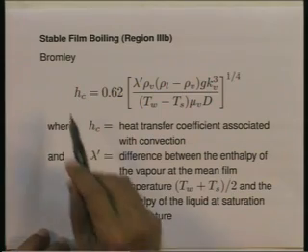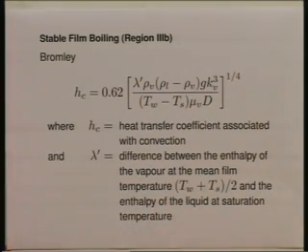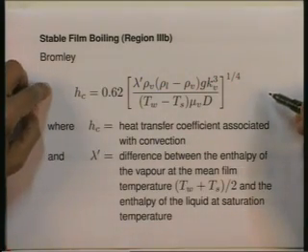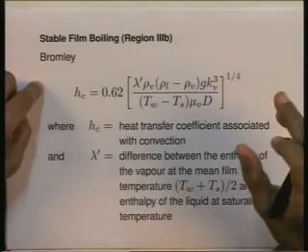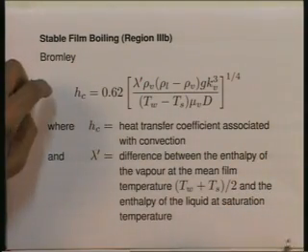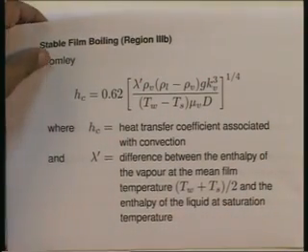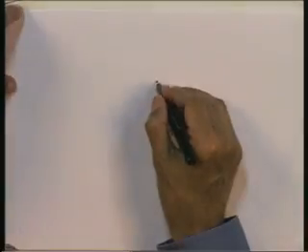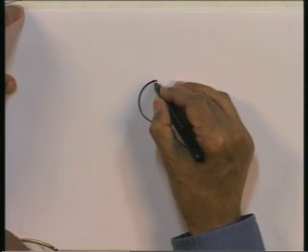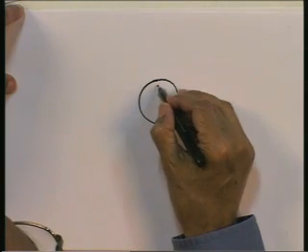The next in the same region is the stable film boiling region, and here we will give an expression which was derived first by Bromley. The particular expression which I am showing you is valid for a horizontal tube. So, Bromley derived this expression for the geometry of a horizontal tube. Let me draw a cross section of the horizontal tube.